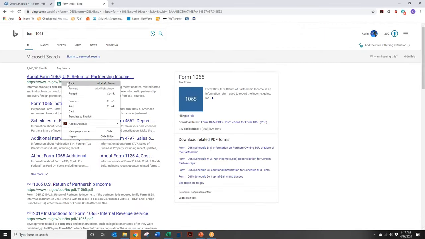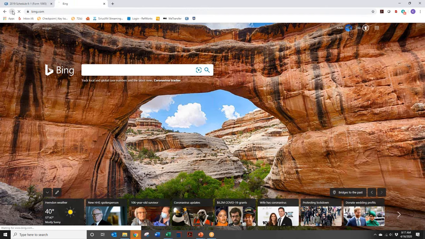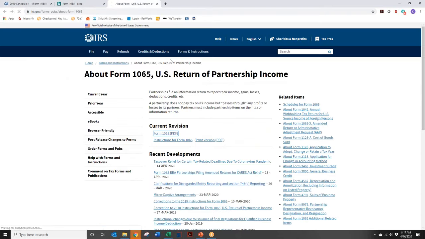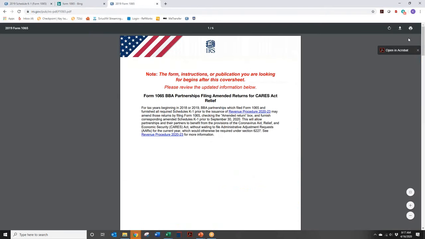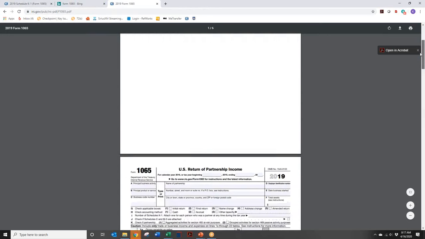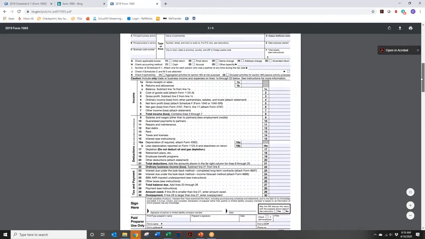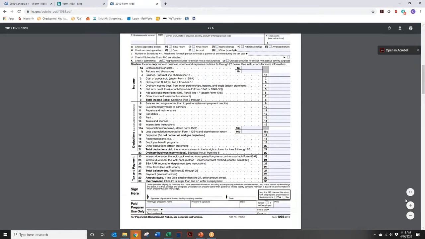So we have Form 1065. Whoops. All right. So wow, this is interesting. I've never actually seen this. Okay. All right. So I guess that, yeah, this is interesting. I didn't actually see that before. So this is the partnership tax return.